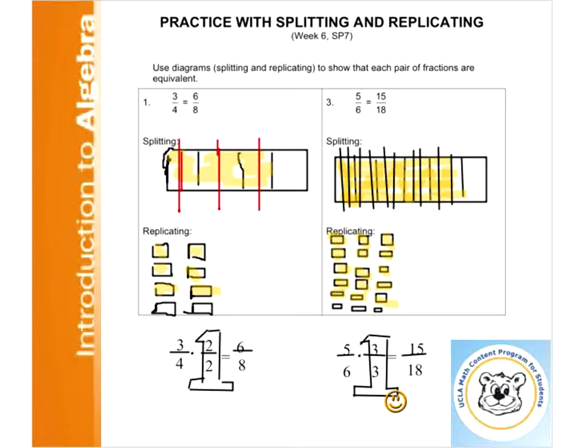Now, as Shelley pointed out, I think the main idea here is that the ratio is always going to be the same whether you use the splitting or the replicating method. The only difference is that in the splitting method, the whole doesn't change. In the replicating method, the size of the whole is going to change. All right? Okay, let's move on.